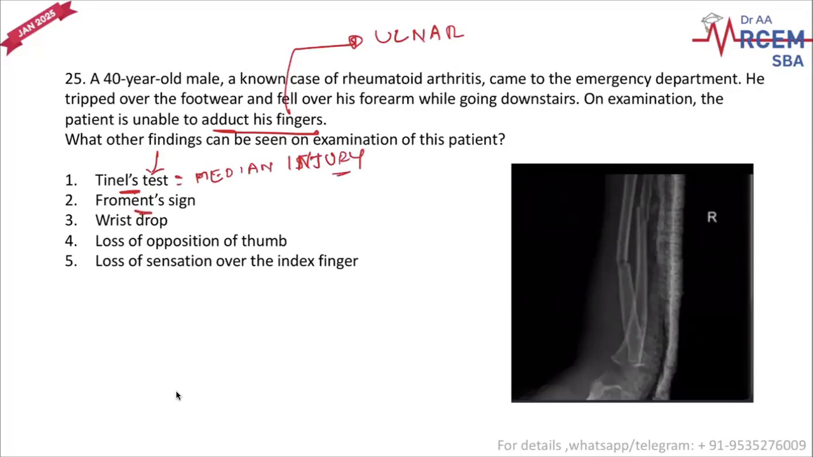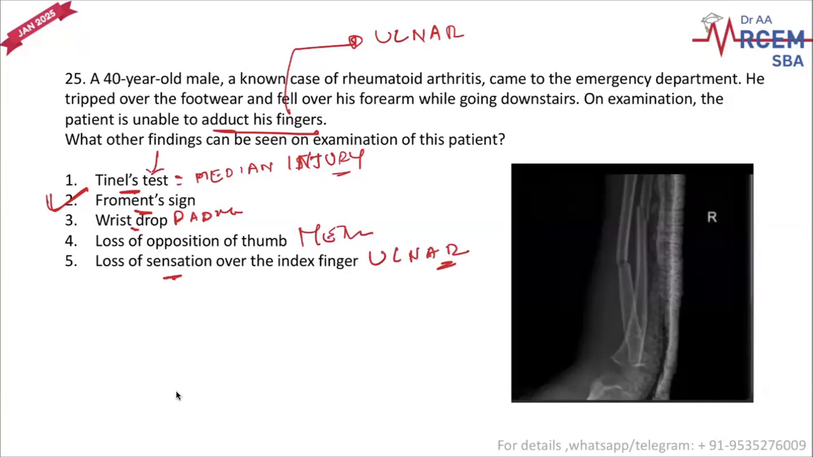Froment sign, yes, it is seen in the ulnar nerve injury. Wrist drop is seen in the radial nerve injury. Loss of opposition of the fingers, what are we suspecting? Median nerve injury again. Loss of sensation over the little finger is again the ulnar nerve, what we are suspecting.